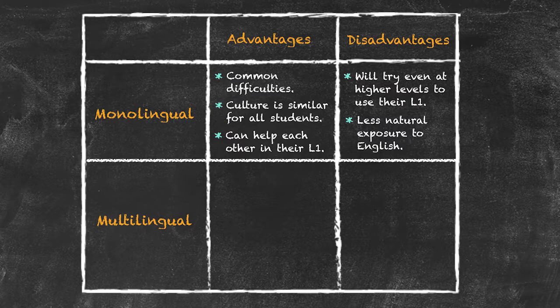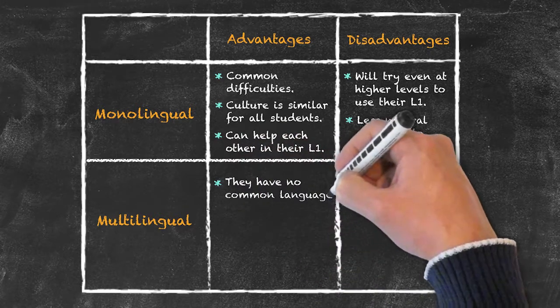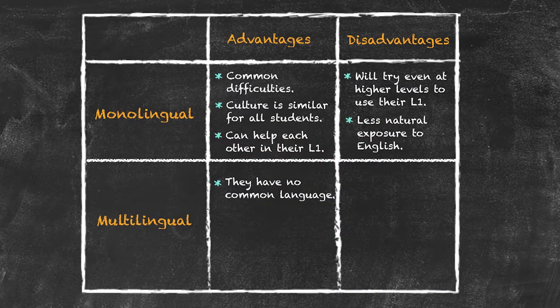So what about the multilingual class? What are some of the advantages of teaching those? One of the advantages is that they have no common language. They come from different countries throughout the world and they all speak a different first language. So the fact that they have no common language is actually an advantage to us because their only common language in that situation is therefore going to be English.